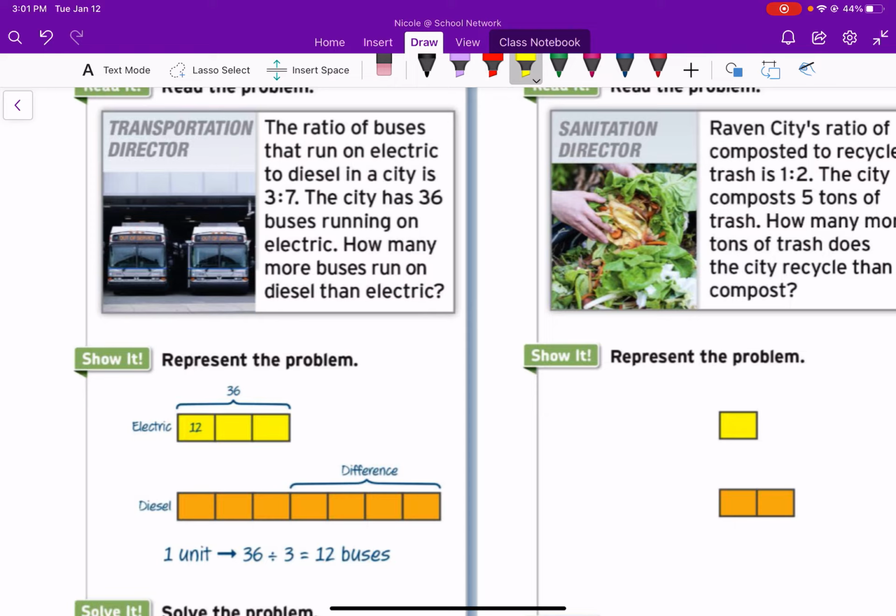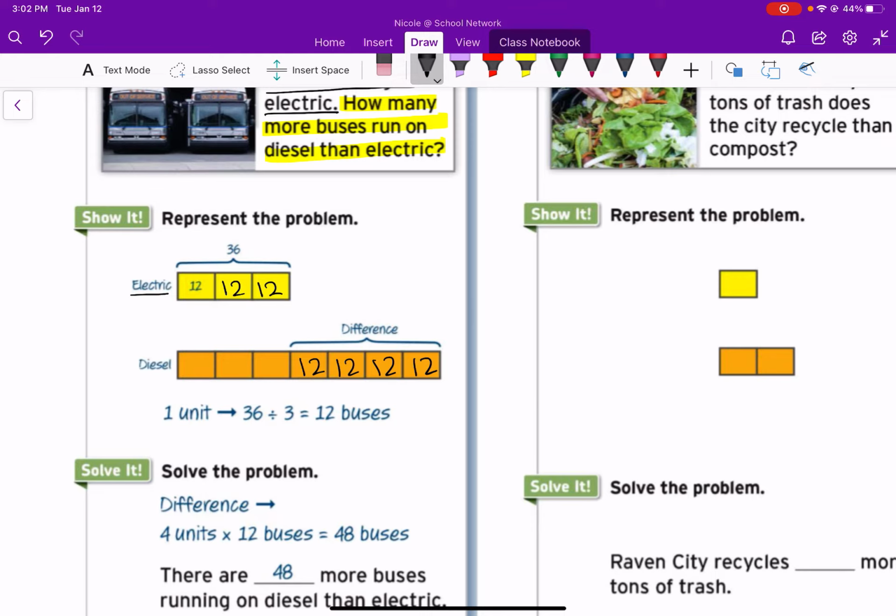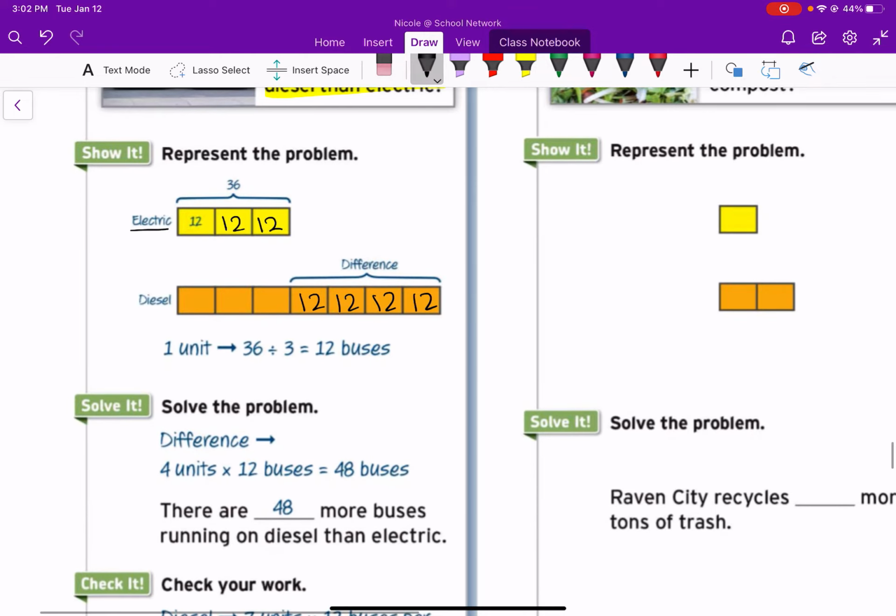And here we want to keep in mind that we're looking for a difference. How many more is just the difference. So different quantities here. And we know that 36 are already running on electric. So if 36 were electric, each block or each box has to be 12, right? And so here, the difference is 12 times 4, or 4 times 12, is 48. So there are 48 more buses running on diesel than electric.